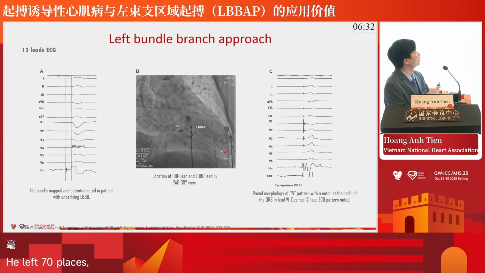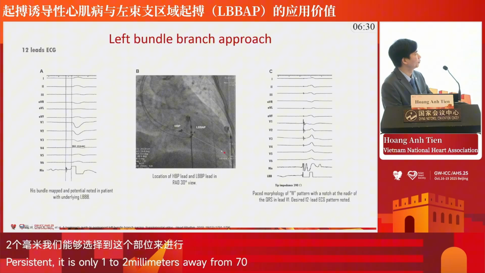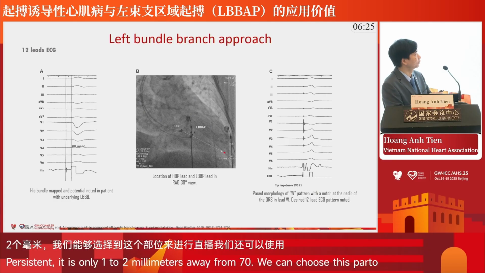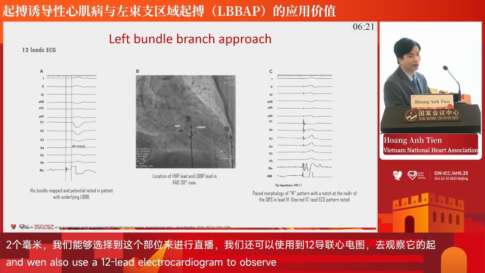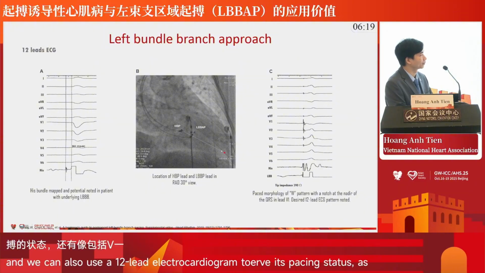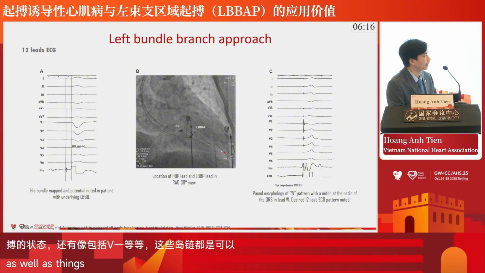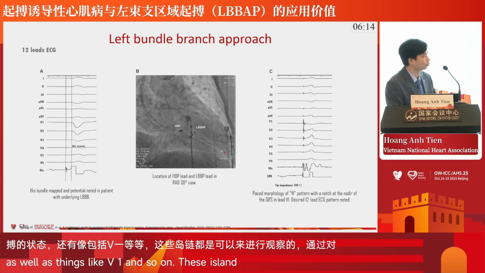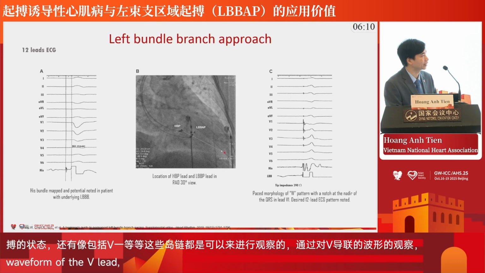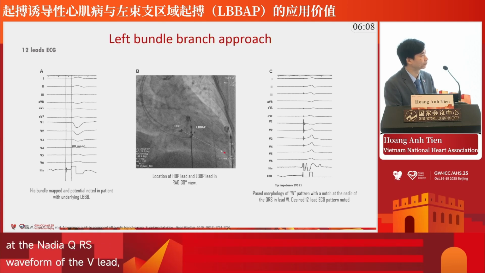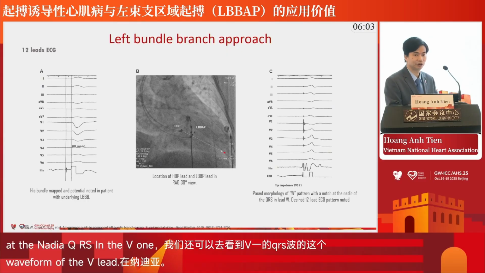We are also using the 12 lead EKG to see where the His pacing is, and also the V1 QRS waveform. We can find the W wave pattern at the nadir of the QRS in V1. So it means that it has touched the left bundle branch area pacing.